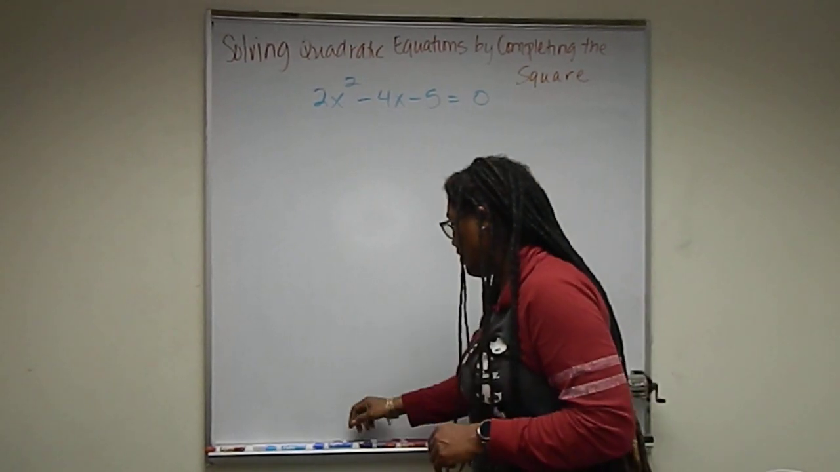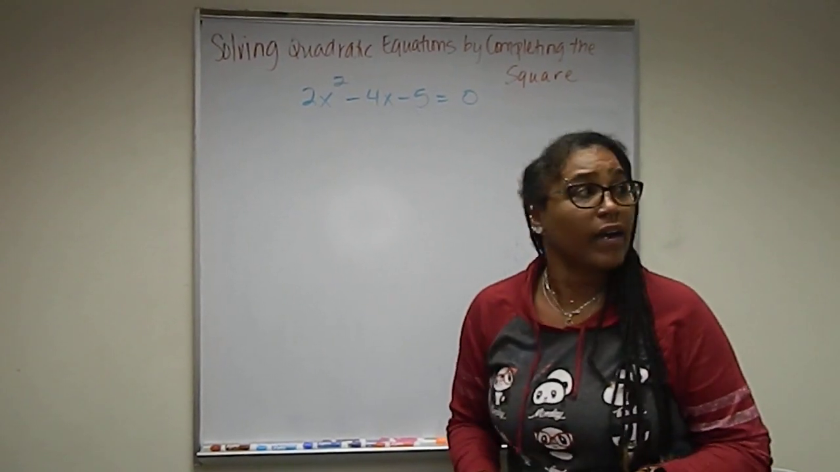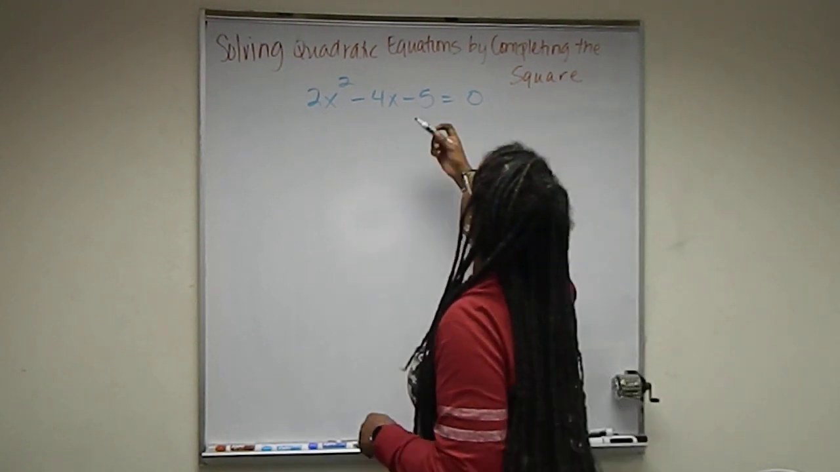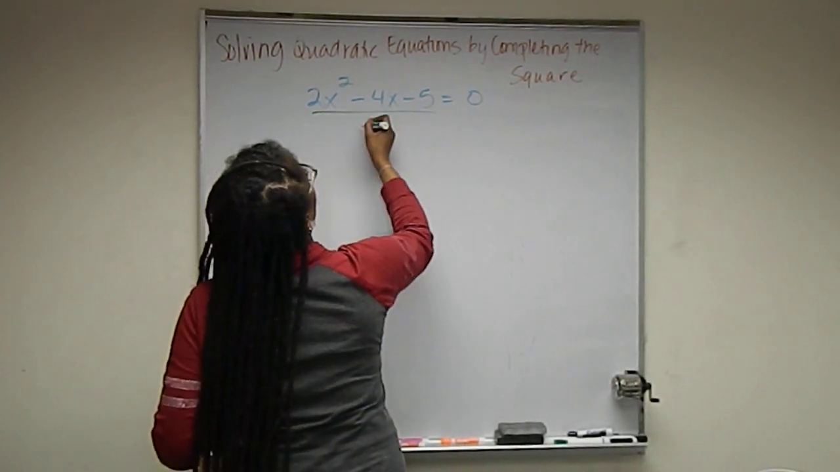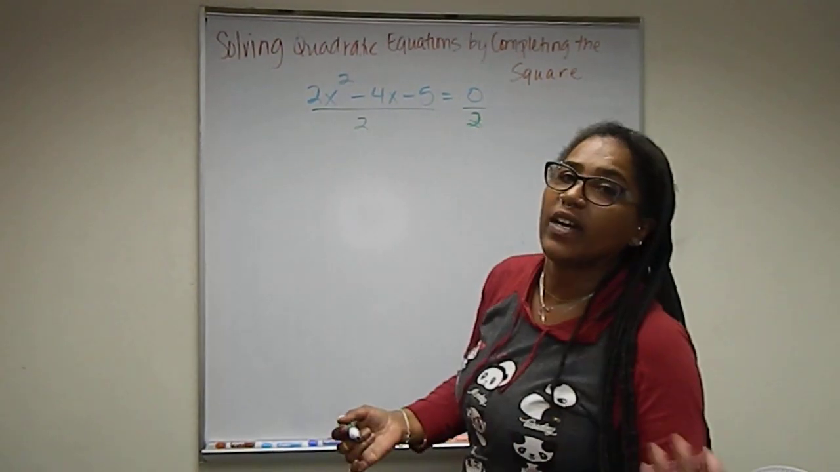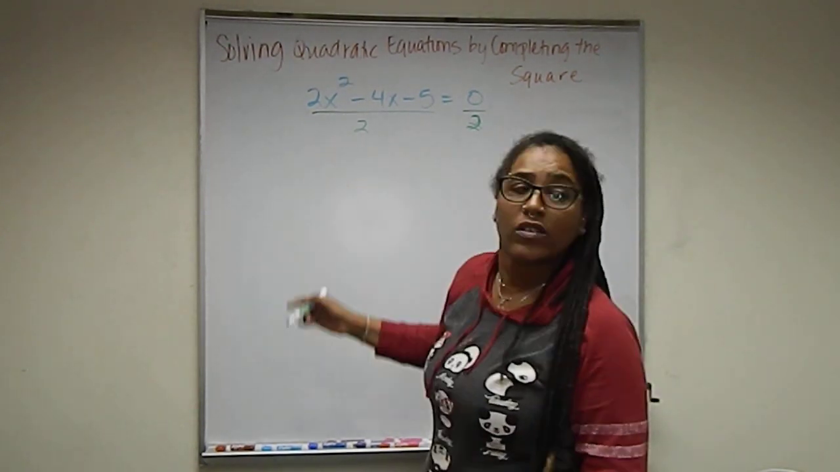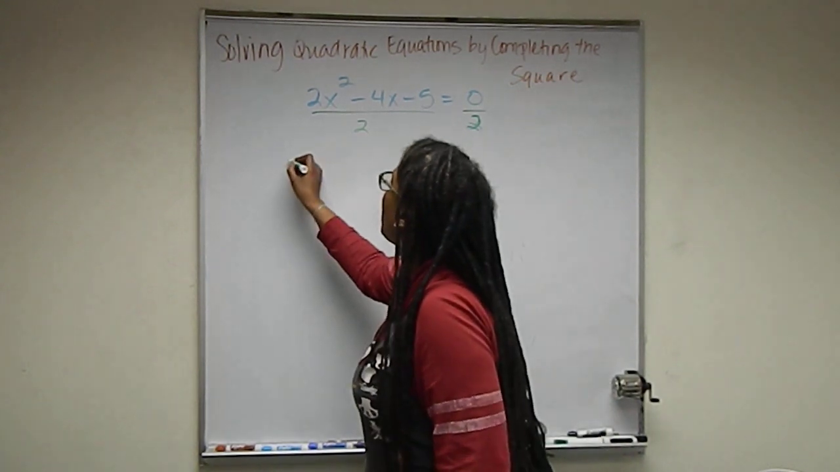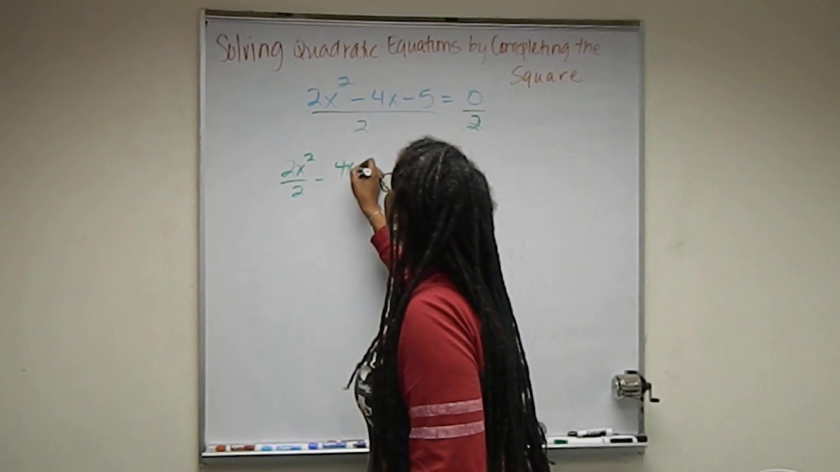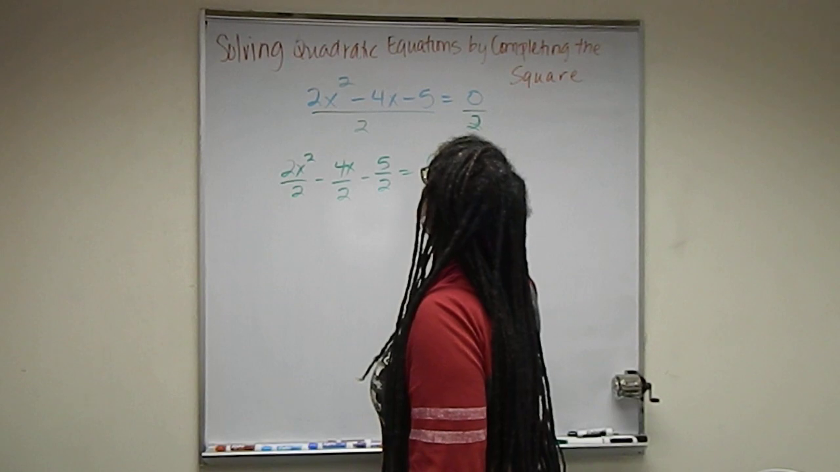So, first thing we're going to do is, of course, do just like I said, and divide everything by, what's our leading coefficient? This 2, right? So both sides of our equation, we're going to divide all of this by 2. The cool thing is that when you divide 0 by 2, it's still 0, right? So we have 2x squared divided by 2 minus 4x divided by 2 minus 5 over 2 is equal to 0 over 2.